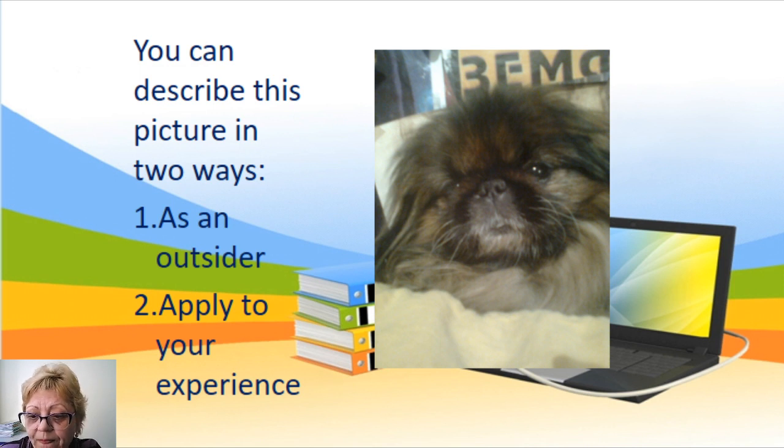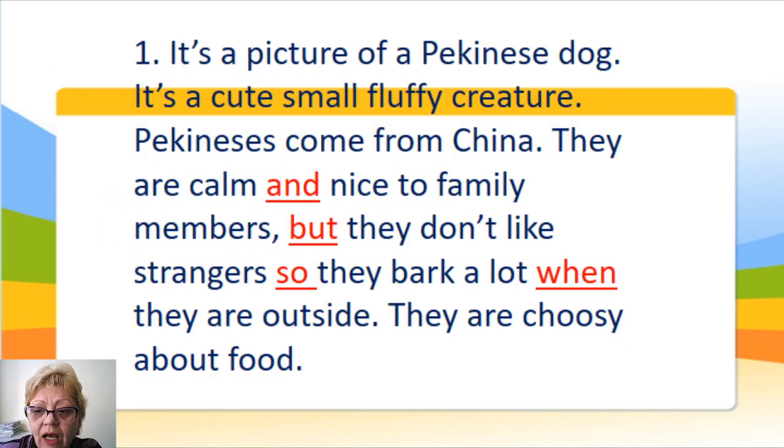Okay. First, it's the description as an outsider. And don't forget that animals are called it in English, in singular. Да, не забываем, что животные в английском языке в единственном числе мы называем их местоимением it.